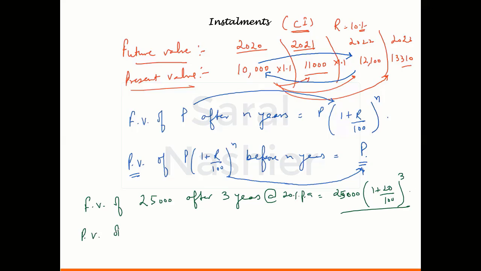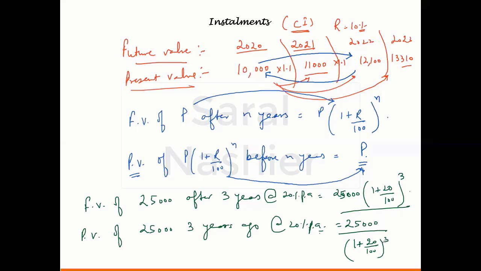And if I ask you, what is the present value of 25,000 rupees 3 years ago? Basically I am trying to say that after 3 years a money becomes 25,000. So what is the present value of that money today? I would say it is 25,000 divided by (1 plus 20 by 100) raised to the power 3. To get the present value, we divide by (1 plus R by 100) raised to the power n. To get the future value, we multiply by (1 plus R by 100) raised to the power n. This is about the future value and present value.